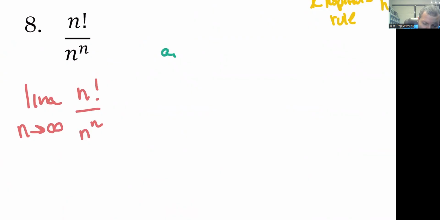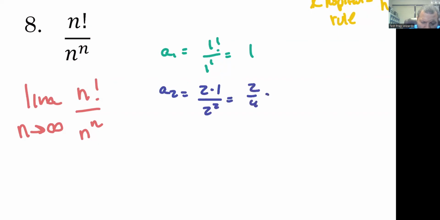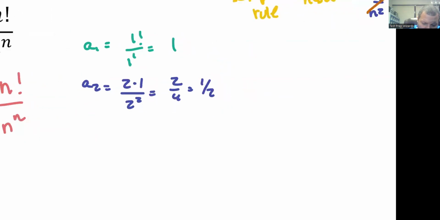Right, so if I look at a1, that's going to be 1 factorial over 1 raised to the 1, so that's going to be 1. If I look at a sub 2, the second term in my sequence, I'm going to get 2 times 1 over 2 squared, which would be the same thing as 2 over 4 or 1 half. So maybe it looks like the bottom is dominating, but a better way to think about this, as we saw in the previous one, is not 2 times 1 over 2 times 2 squared. It's 2 times 1 over 2 times 2.